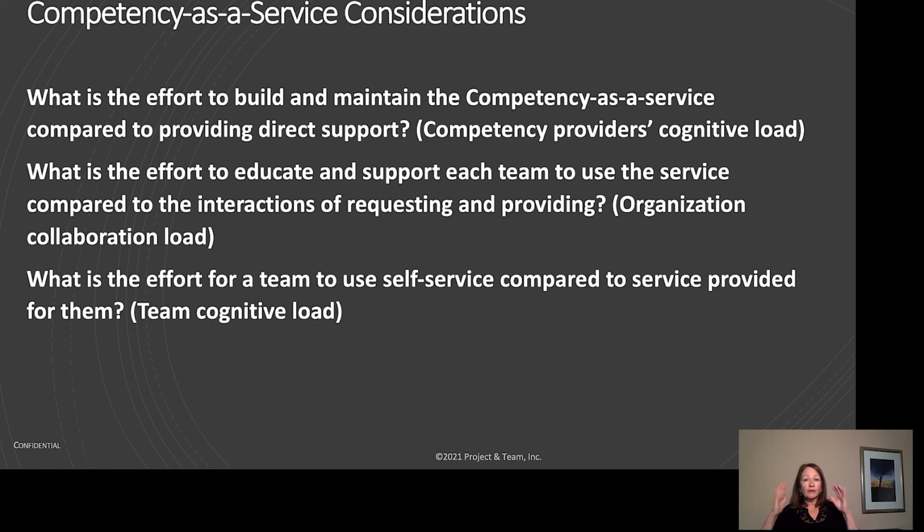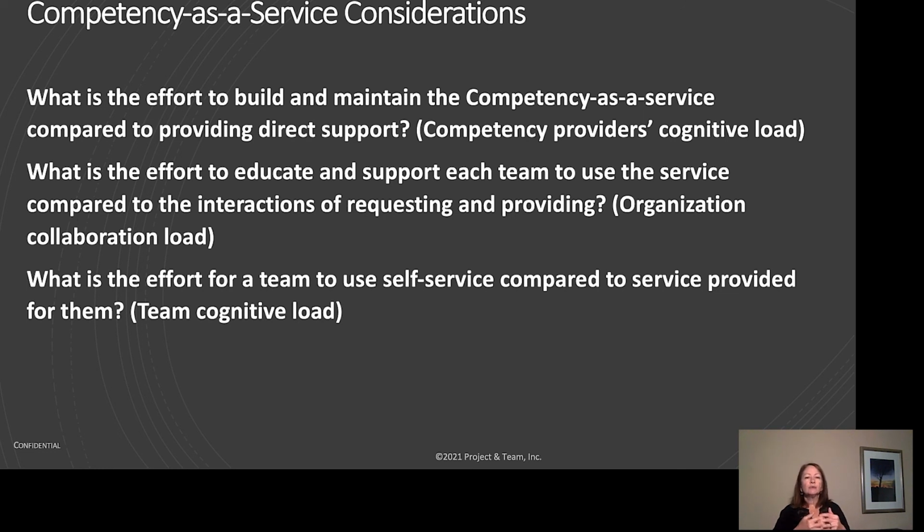That is something we call the cognitive load, meaning what has to be in the head, the knowledge of those competency providers, my team of wizards. Second, we want to look at what's the effort to educate and support each team to use that service compared to those interactions of requesting and getting service. So this is what I call the collaboration load.